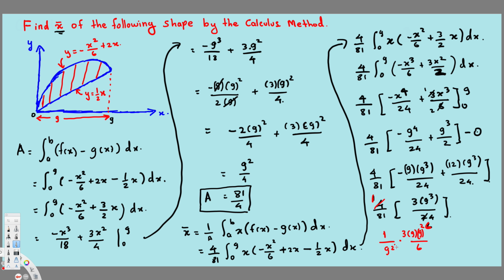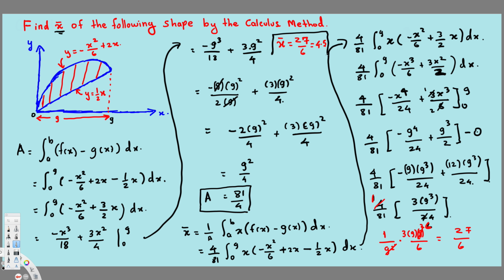Also we have a 6 right here. 9 square cancel, and we have 9 times 3 is 27 divided by 6, and that's going to be our x bar. So x bar is equal to 27 over 6, and that's equal to 4.5. So that's the value of x bar. So that is our main question, right?